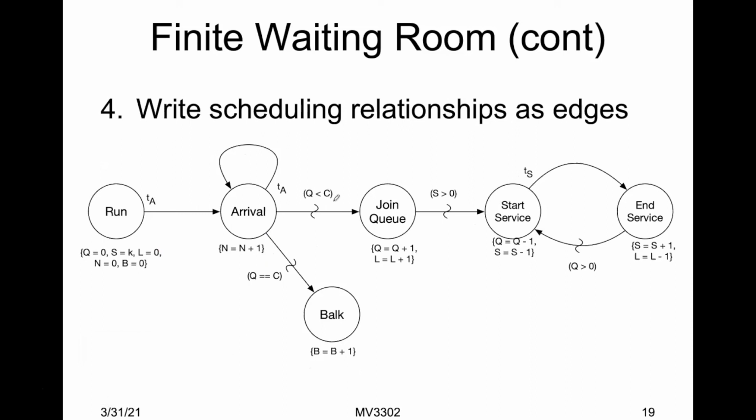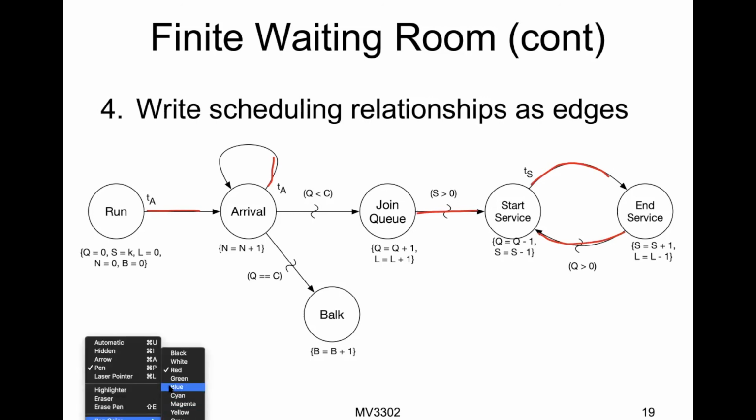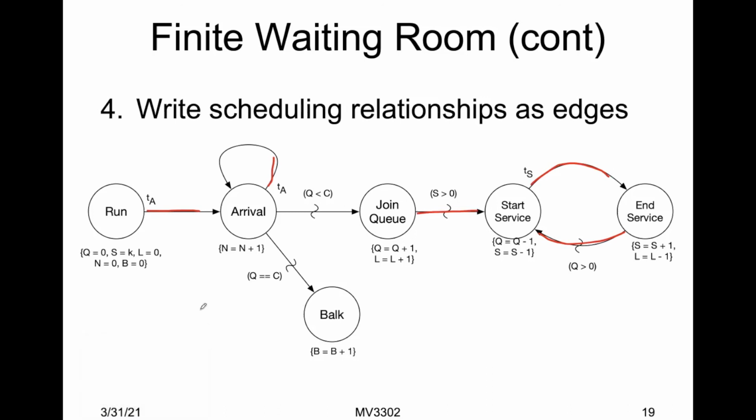So then when we write the scheduling relationships as edges, okay, let's look at what's the same. This is the same. This is the same. This part is the same, like all of this stuff over here. Once we get into the system, this is all pretty much the same. However, let's pick another color. Let's do green. All right, so now what's different?